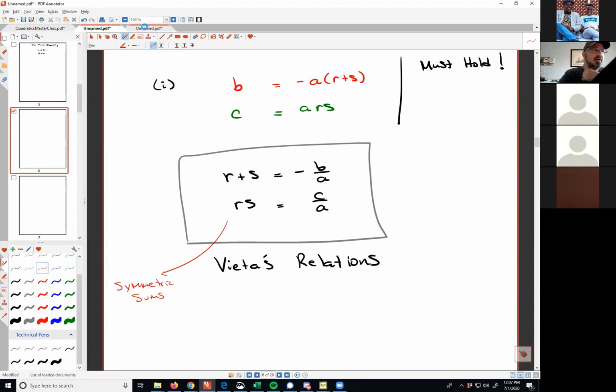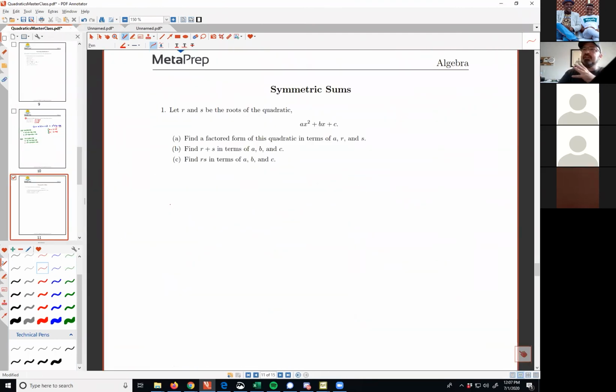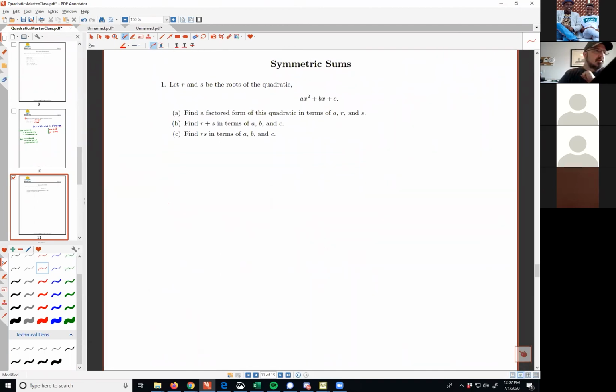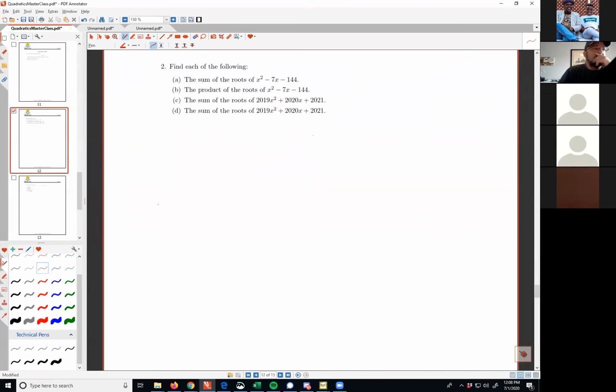If that video was tough, take a look back at it and try to give it another try. After all that we've done today, it may be easier. But let's take a look at some problems that relate to this, and then we'll go ahead and call it a day. So we've got these symmetric sums, thinking of them in terms of roots. Somebody tell me, what is the sum of the roots of x squared minus 4x minus 144?